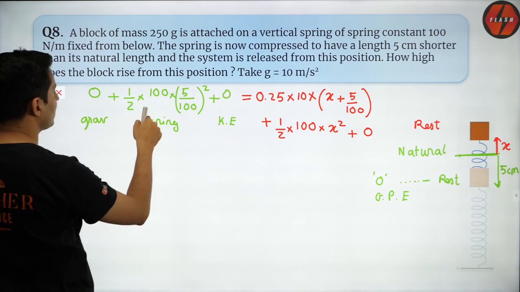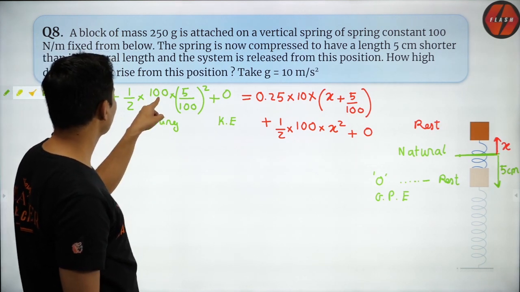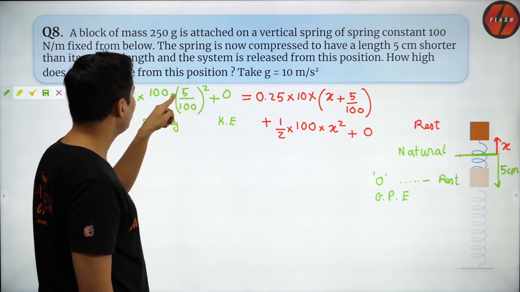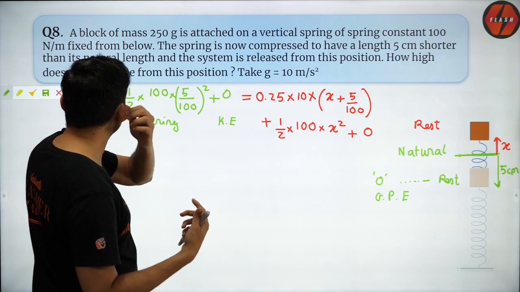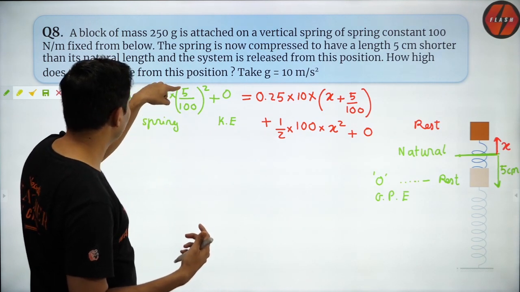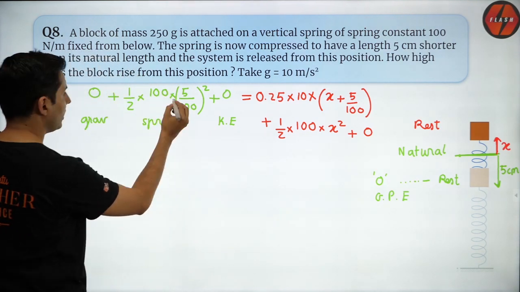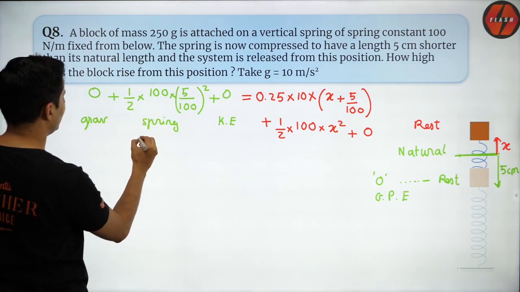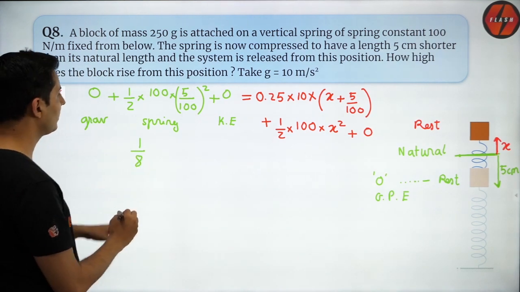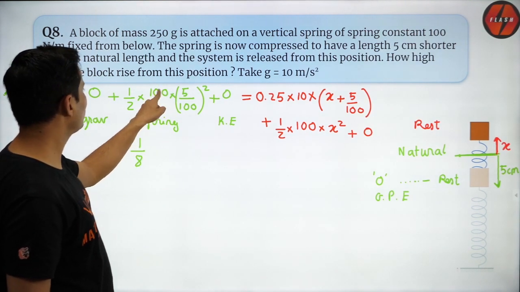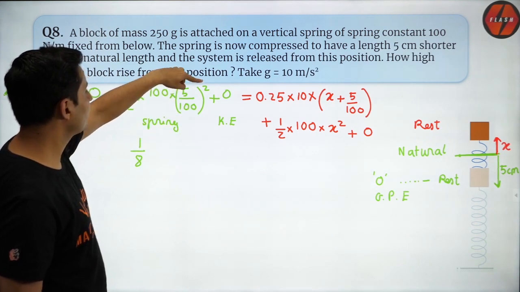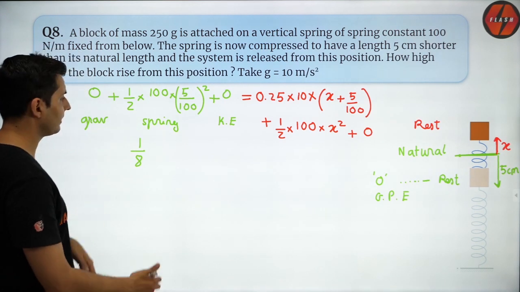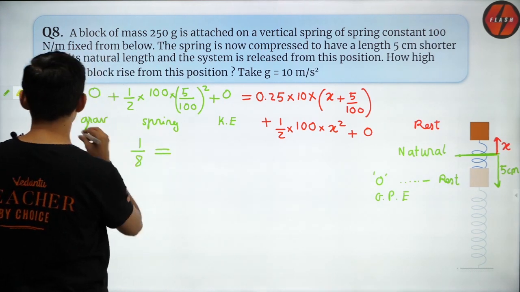So if you solve the LHS, 100 will go away, 100 will remain. So 5 divided by 100, but there is 125, so 5 square is 25, and 25 divided by 100 will become 1 by 4. And 1 by 4 into 2 will become 1 by 8. So LHS will have 1 by 8, I believe. Okay, so that's what you will get on LHS.